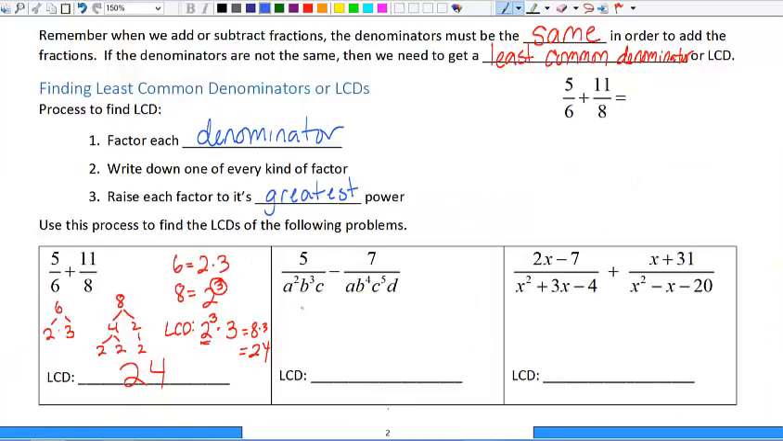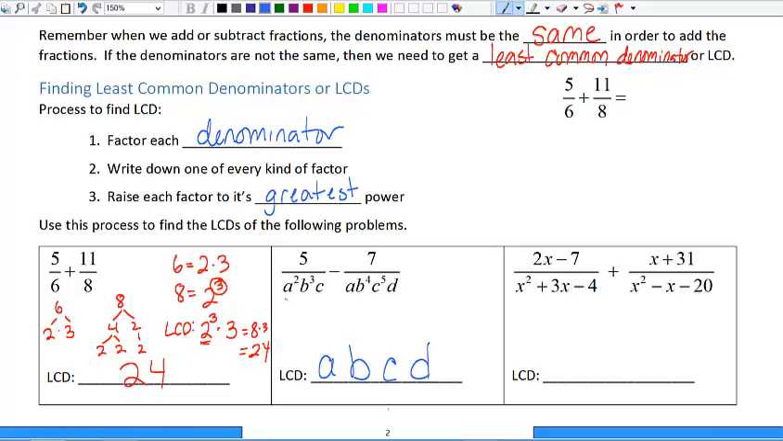Now on the next problem, a squared b cubed c and a b to the fourth c to the fifth d, all of those are already factored out, okay? Like on 6 we had to break that down to 2 times 3, but there's nothing else we can break down here. So my LCD is going to be one of each factor, a, b, c, and d. That's step 2 because there is no factoring to be done in step 1. Step 3 says raise each factor to its greatest power.